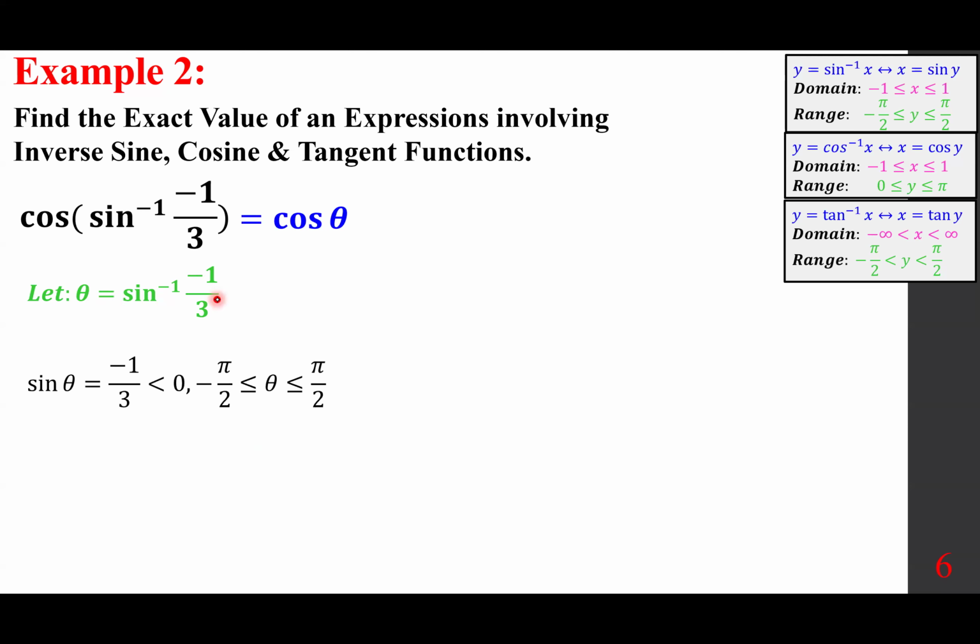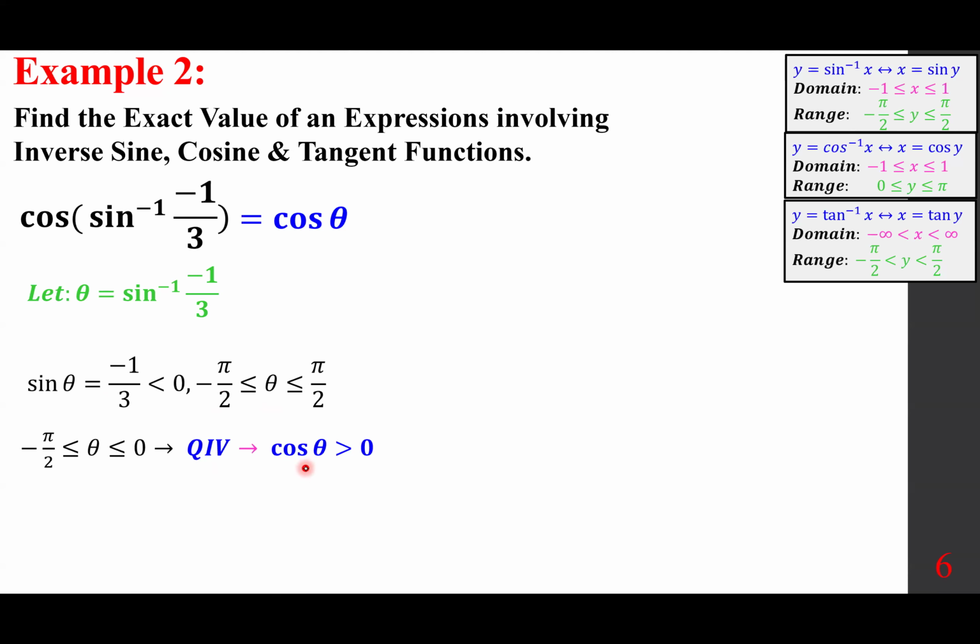And because of the inverse function, the restriction is that we put theta between negative pi over 2 and pi over 2, which means quadrant 4 and quadrant 1. And if sine is negative, then it must belong to quadrant 4. In quadrant 4, we know cosine is positive. So we should figure out the sign on our own.